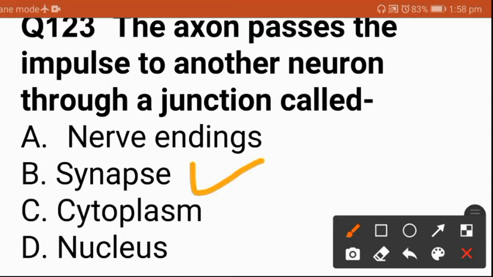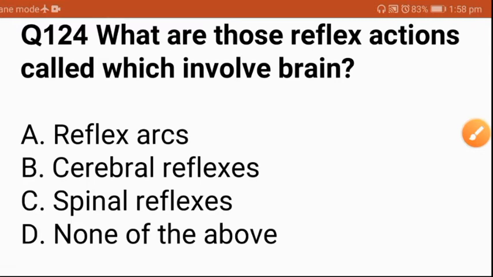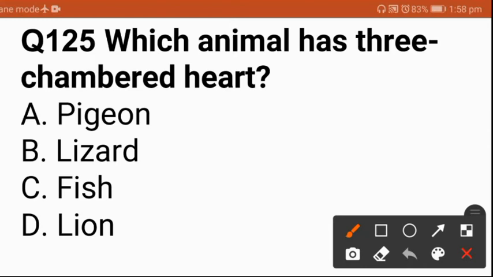What are those reflex actions called which involve the brain? B. Cerebral reflexes. Which animal has a three-chambered heart? B. Lizard.